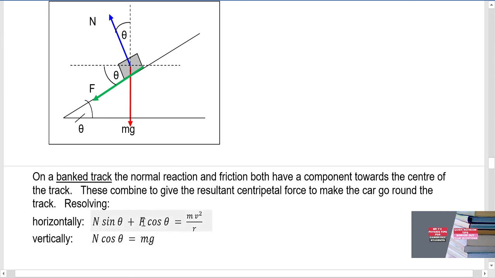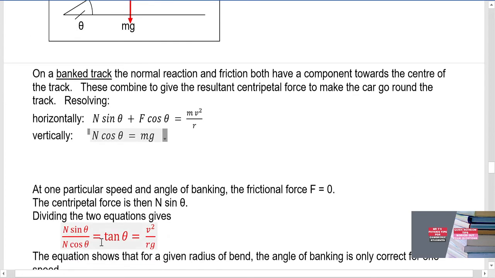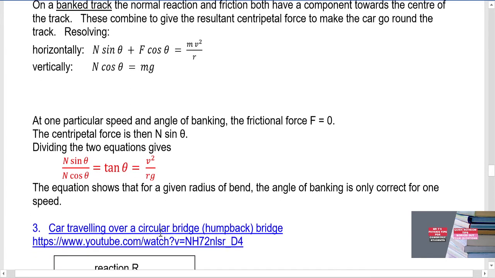Now at one particular speed, we're going to reduce this F to 0. So the component of F will be equal to 0 for a particular speed. So we end up with N sine theta is equal to mv squared over r, and N cos theta is equal to mg. And then we divide the first equation by the second to get tan theta is equal to v squared over rg. So the equation shows that for a given radius of bend, the angle of banking is only correct for one speed.